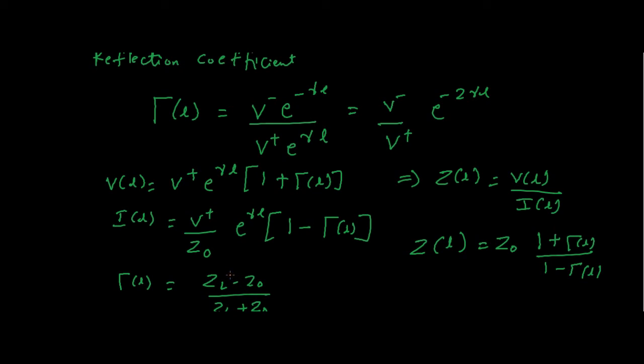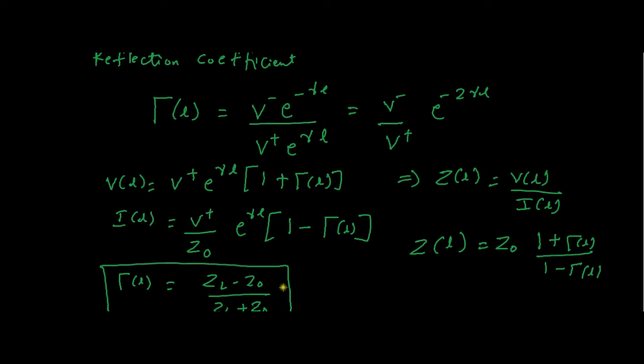This is an important parameter. For any transmission line, the value of this should be approximately equal to 0. If there is no reflection from the load end, it means the reflection coefficient is equal to 0.